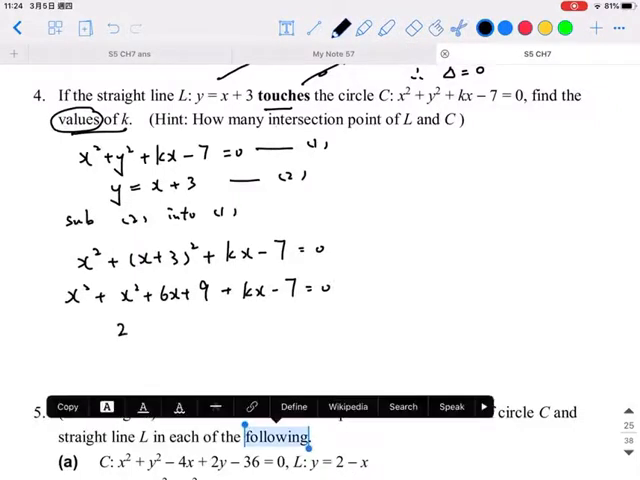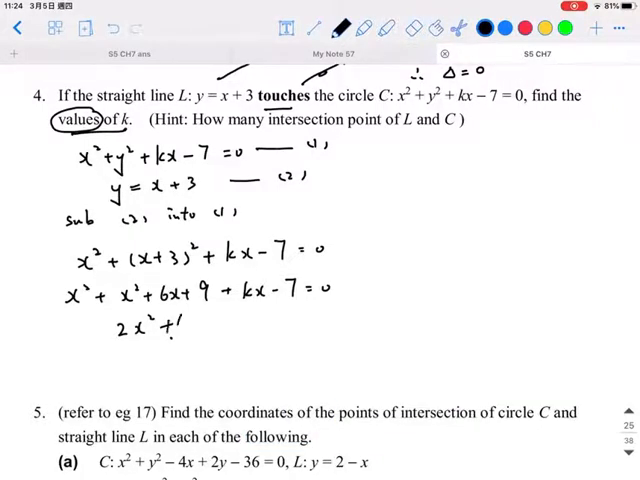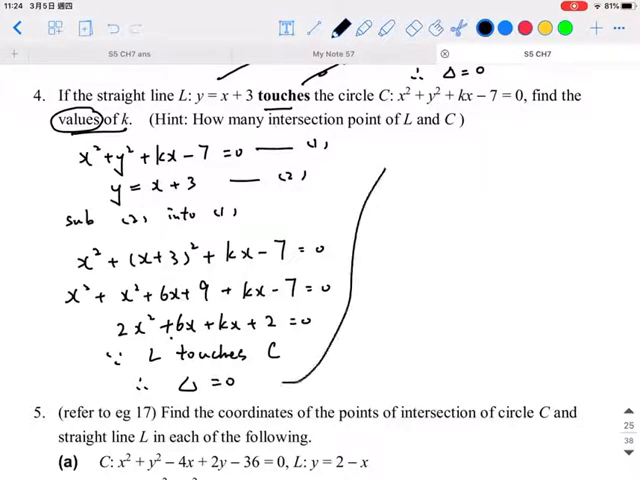And you will get 2x squared plus 6x plus kx plus 2. And because L touches C, delta is equal to 0. And so on. So k squared, should be (k plus 6) squared minus 4ac equal to 0.